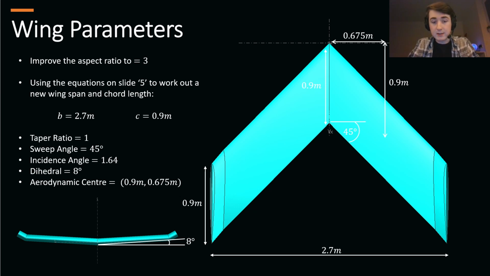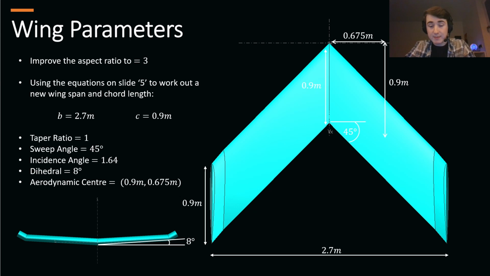To calculate the wing incidence, I used a value of 1.64 degrees. This was calculated using the graphs back on slide 7 and calculating the ideal angle of attack using our ideal lift coefficient value of 0.3. And for the dihedral angle, I used a value of 8 degrees as this will improve our maximum lift coefficient.